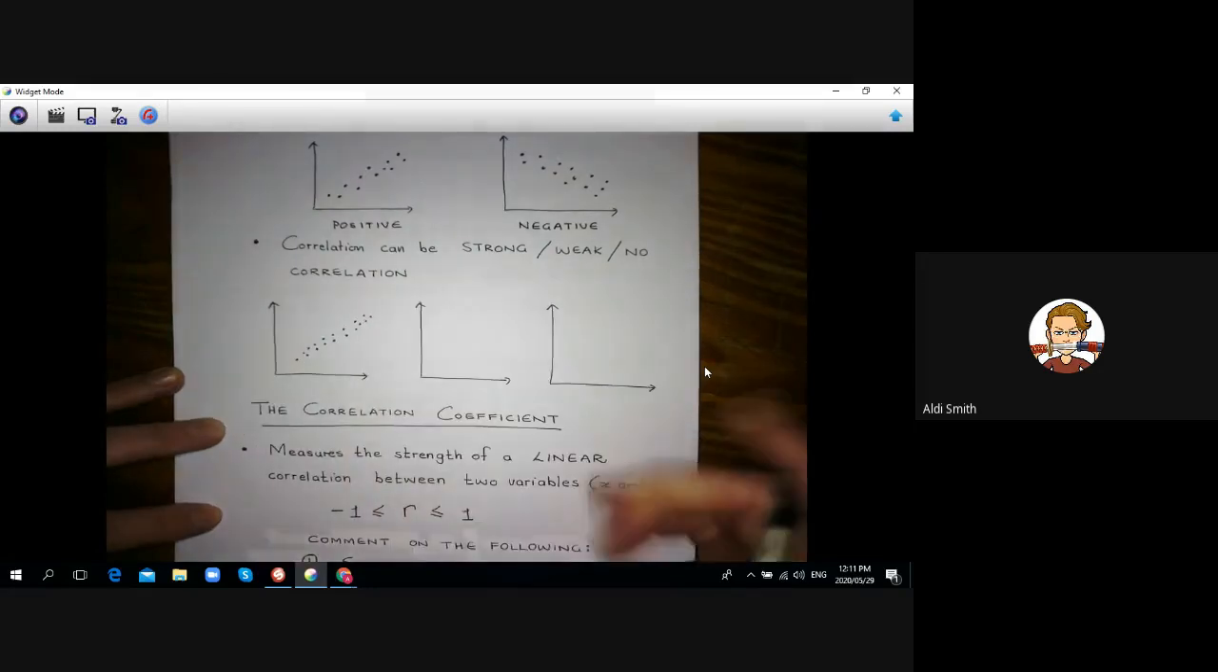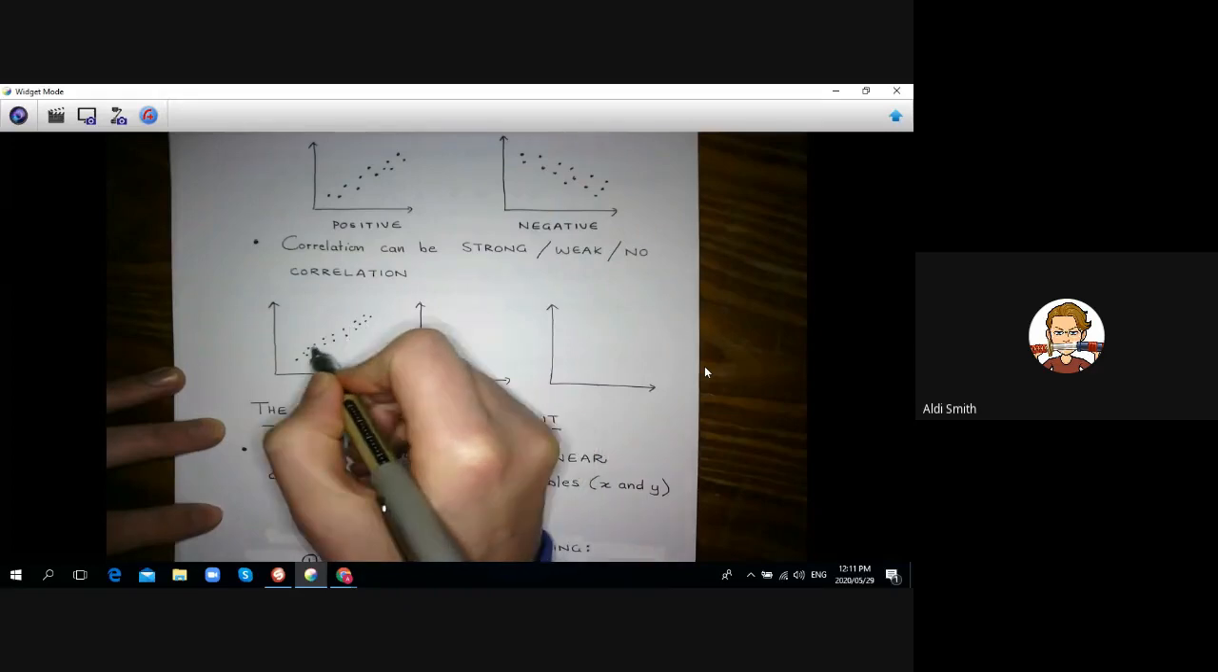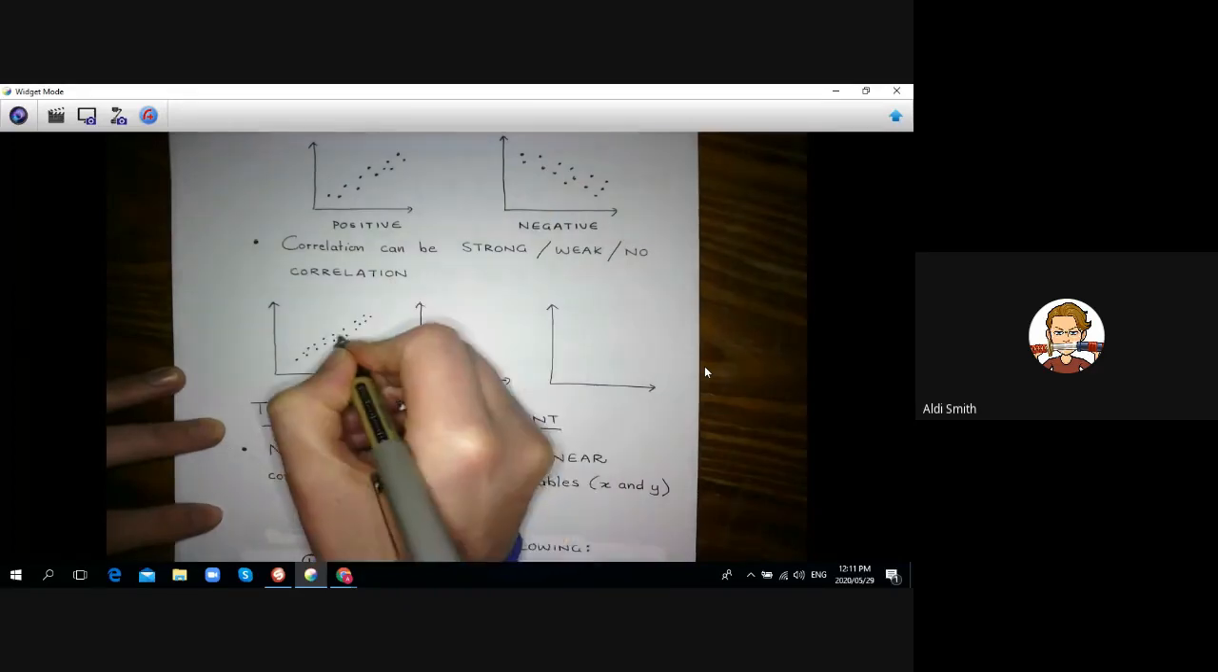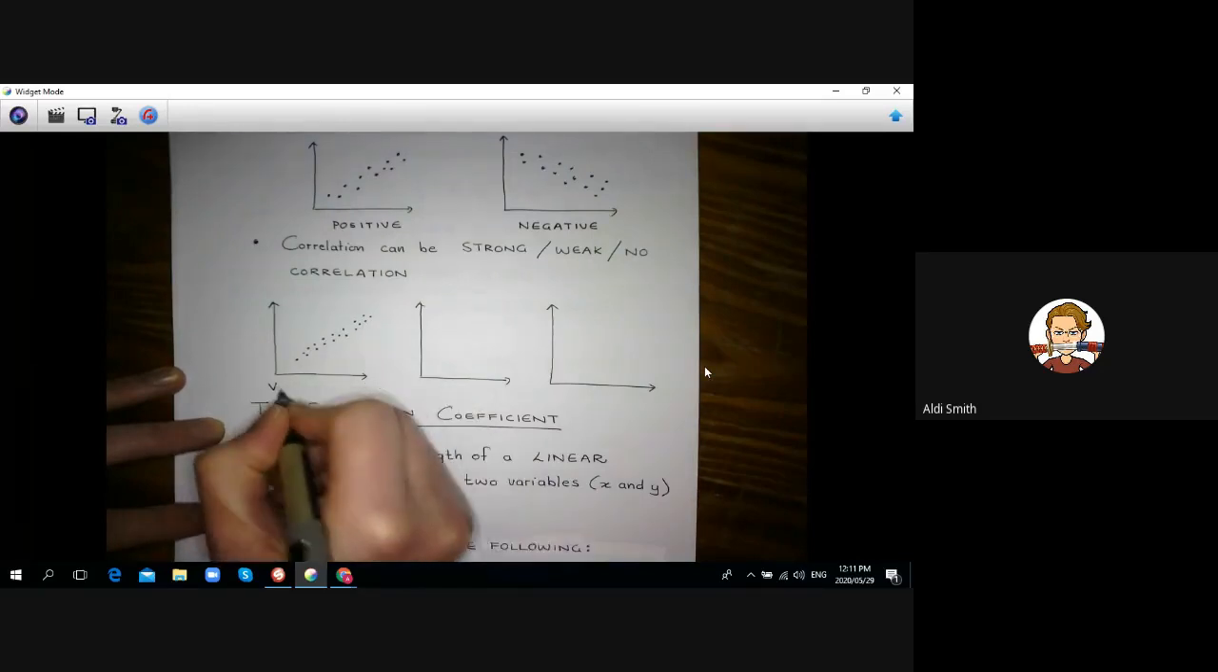You see, so if you were to draw a straight line over here, the dots seem to be very close to the straight line. So this is what we would call a very strong correlation, by the way. This will be a very strong correlation.